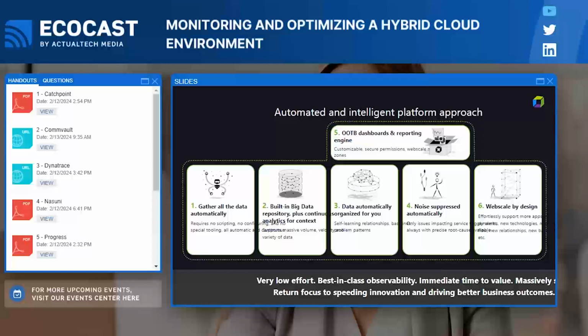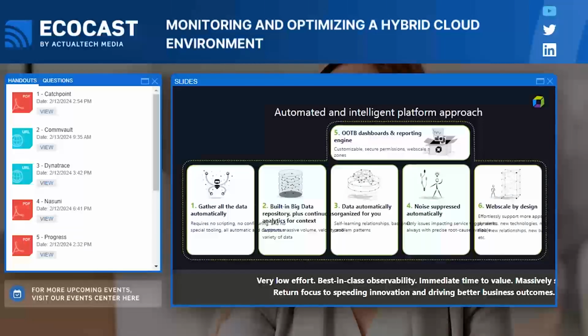And then data that's automatically organized for you. So now it has self-learning relationships, baselines, and patterns to follow. Getting some of that noise suppressed automatically without having to go in and make manual adjustments, really being able to see truly issues that impact a service and also offer precise root cause detection.